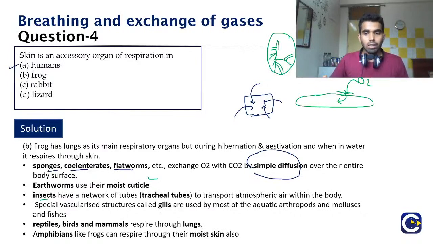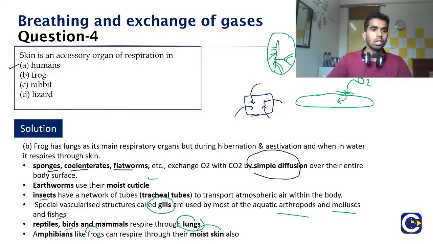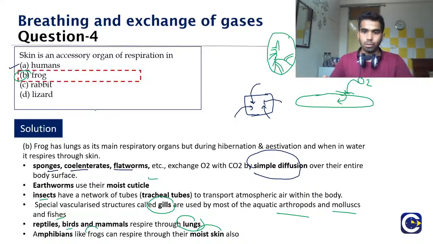Then in other organisms like the arthropods, the mollusks, and the fishes, as you all know, gills are present. In the reptiles, birds, mammals, and humans, lungs are present, and the amphibians like the frogs can respire through the moist skin. So the correct answer over here is option B, that is frog.